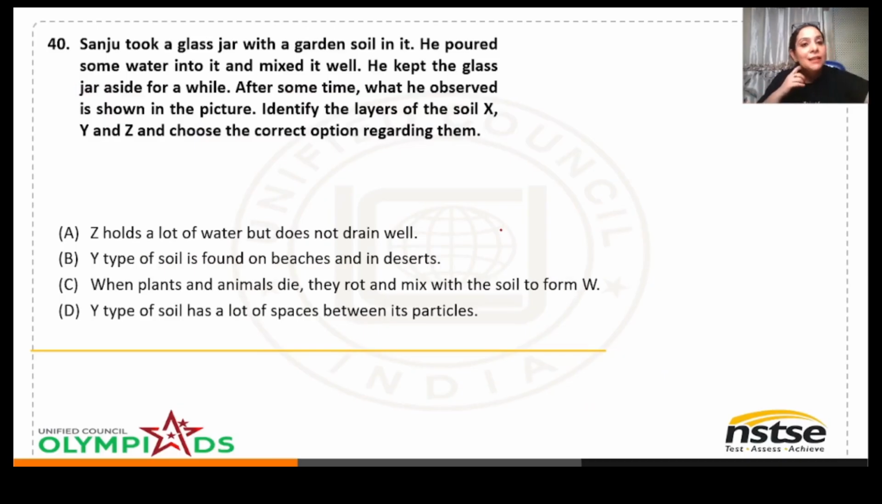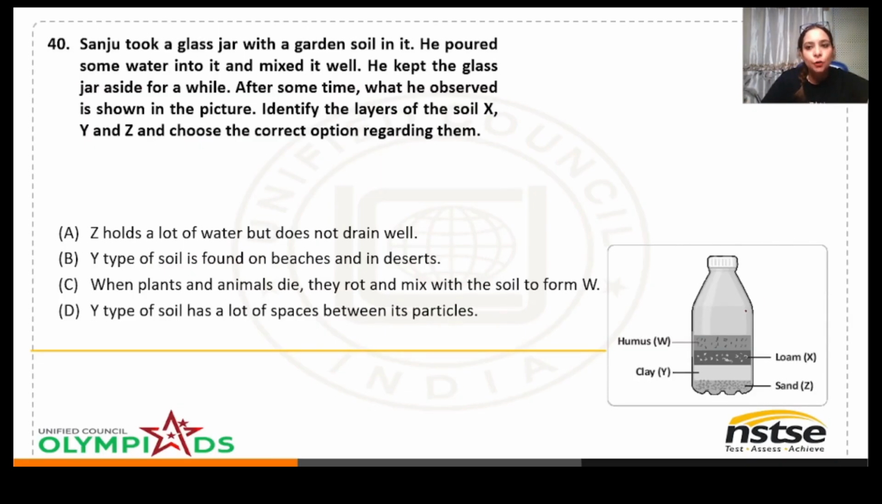Next question. Sanju took a glass jar with garden soil in it. He poured some water into it and mixed it well. I hope you understood that Sanju took this glass jar, put garden soil in it, and poured some water to mix it well. He kept the glass jar aside, without disturbing it. After some time he observed the picture and could see different layers separated. He could see Z layer as sand, clay got separated, humus got separated, and loam got separated.